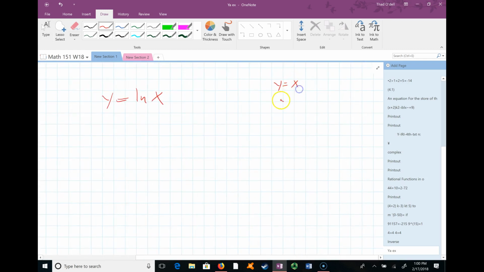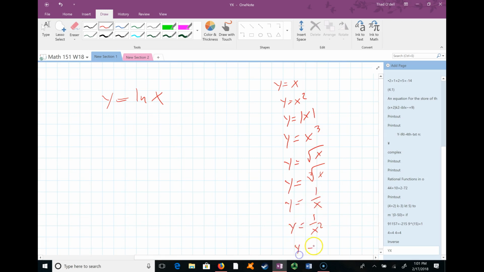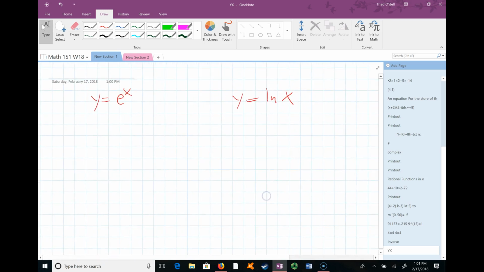Y equals x squared, y equals, say them with me, absolute value of x, y equals x cubed, y equals square root of x, y equals cube root of x, y equals 1 over x, y equals 1 over x squared, and the ceiling function. Is that all of them? 1, 2, 3, 4, 5, 6, 7, 8, 9. Yes. So we have 10 and 11 here.